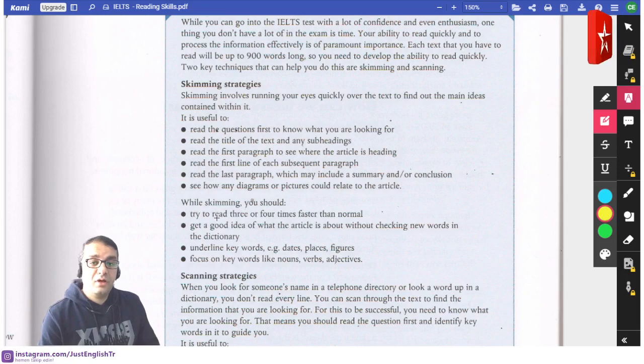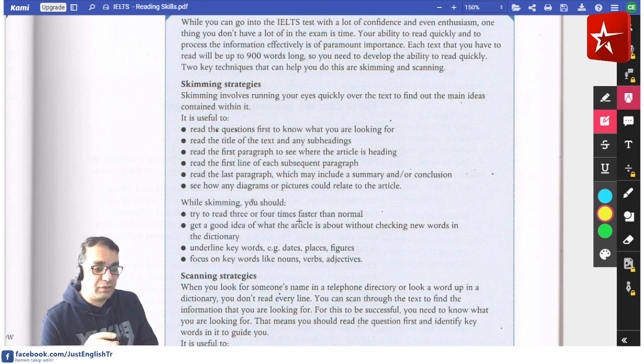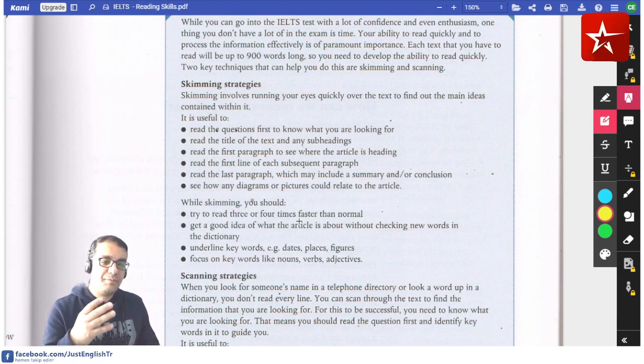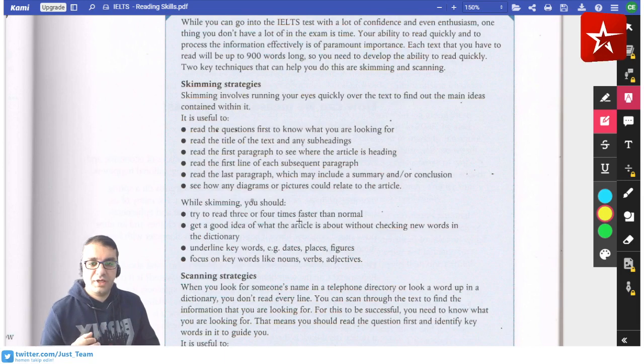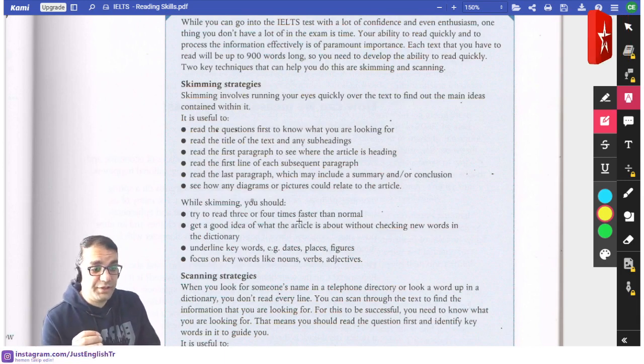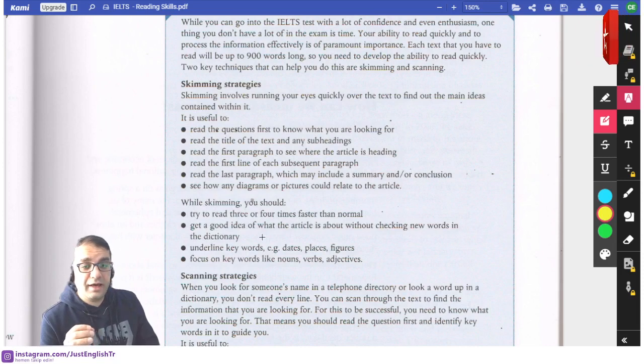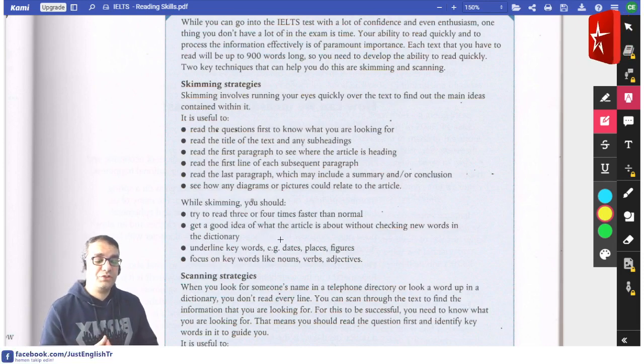So, while you're skimming, you should try to read three or four times faster than normal. So you need to speed up your reading technique. Get an idea of the article, without checking the words or a dictionary, nothing.